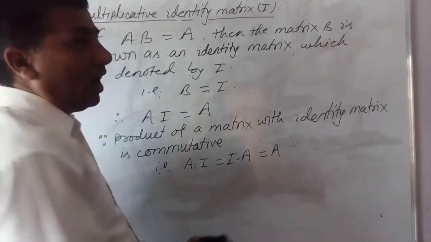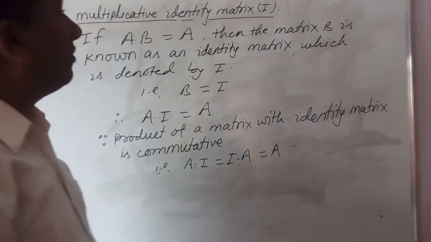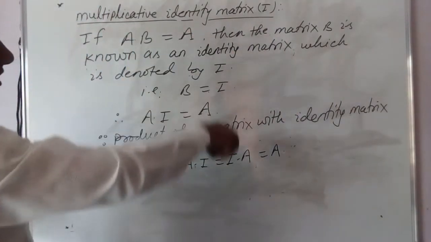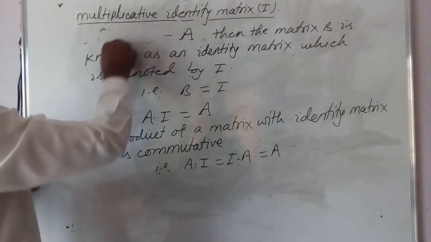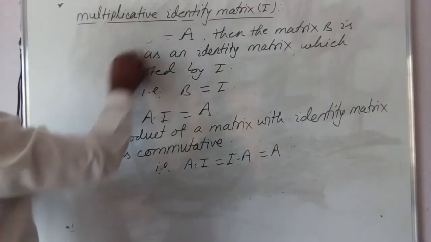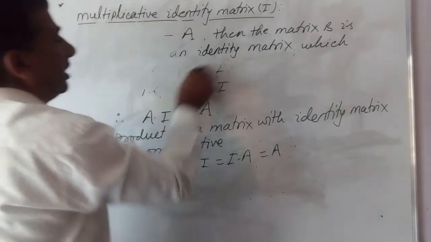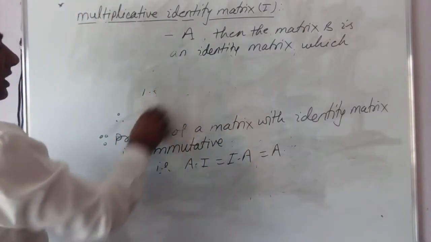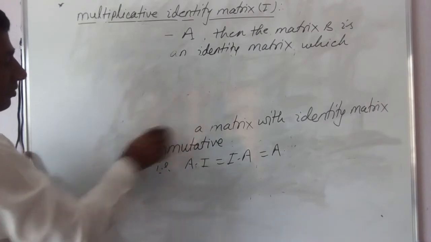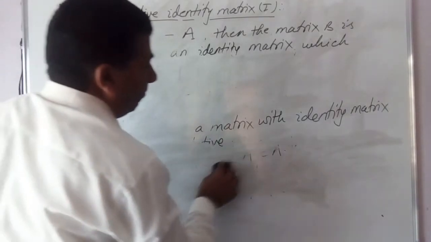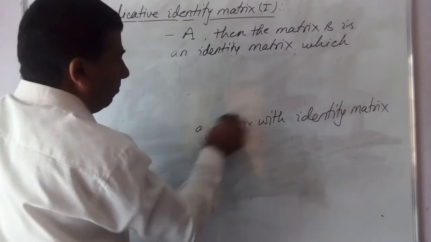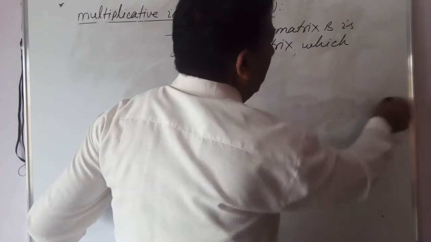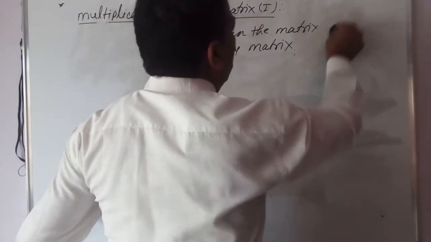Now, another thing: the connection with the types of matrix. We know the types of matrix. Now I'll give an example of how to find an identity matrix and what its types are. Now I'm going to explain that. First of all, a square matrix is a matrix having an equal number of rows and columns.